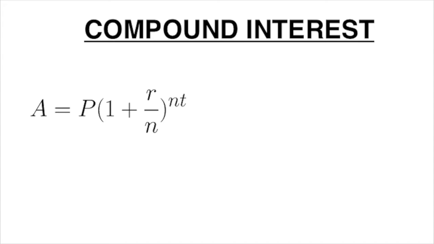A is equal to P times (1 plus R over N) raised to the power of N times T. It's an ugly looking formula, but it's actually very, very useful. Let's first of all make sure we understand what all those terms mean.